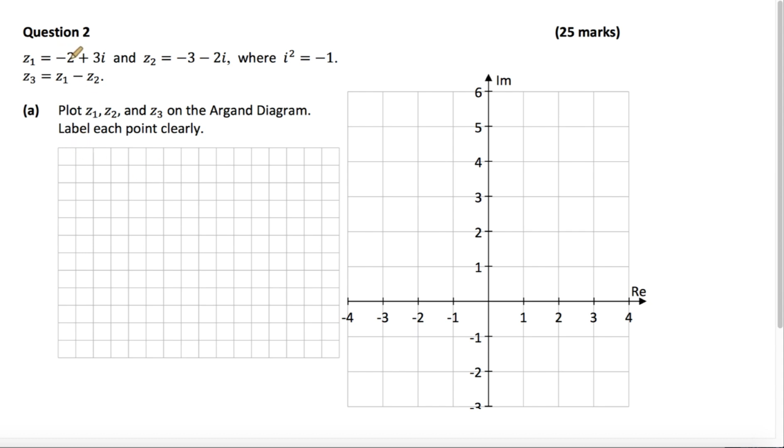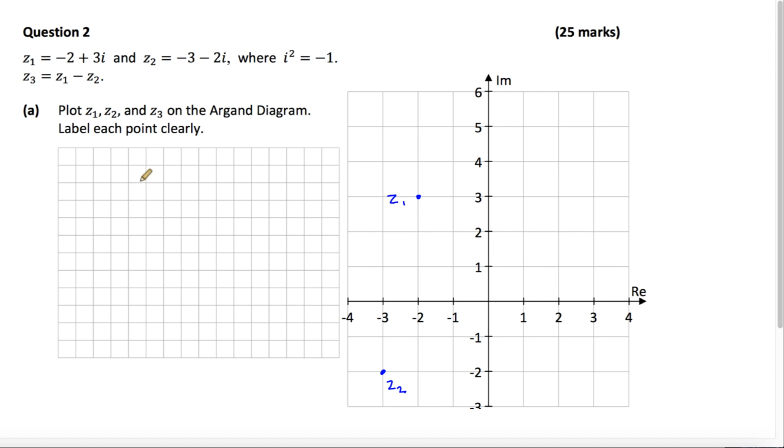Okay, well, Z1 is minus 2 plus 3i, so starting from the origin, we go minus 2 in the real direction and up 3 in the imaginary. So there's our Z1. Z2 is minus 3 minus 2i, minus 3 minus 2i, which is here, that's Z2.